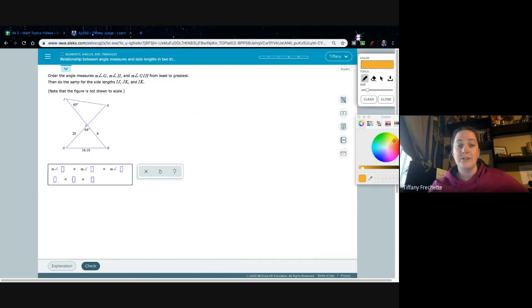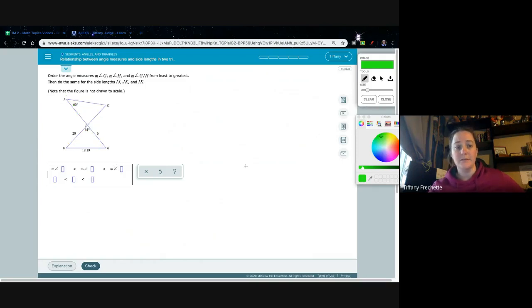For the angle measures, they want angle G, angle H, and angle GIH, put in least to greatest first. Then they want us to do the sides: IJ, JK, and IK. So they want us to put these angles in order from least to greatest, and then the sides in order from least to greatest. So let's go ahead and look at the angles first.